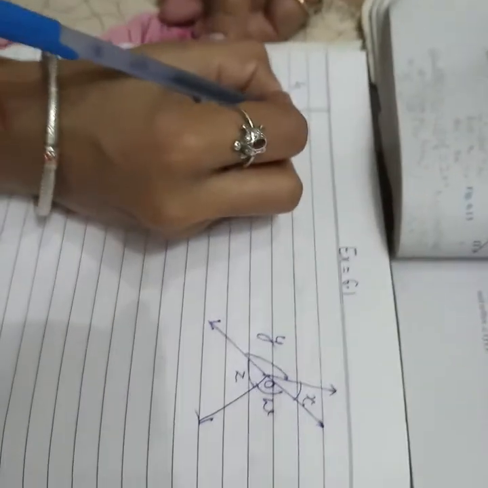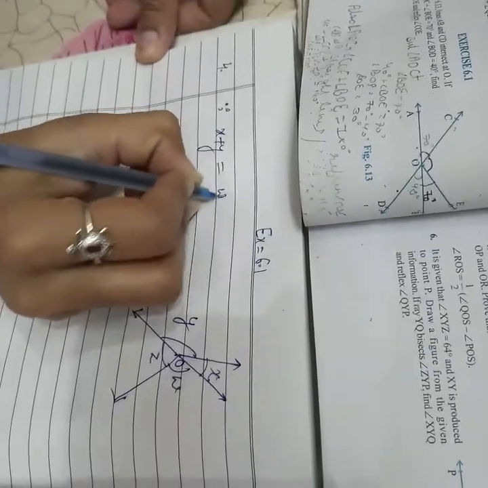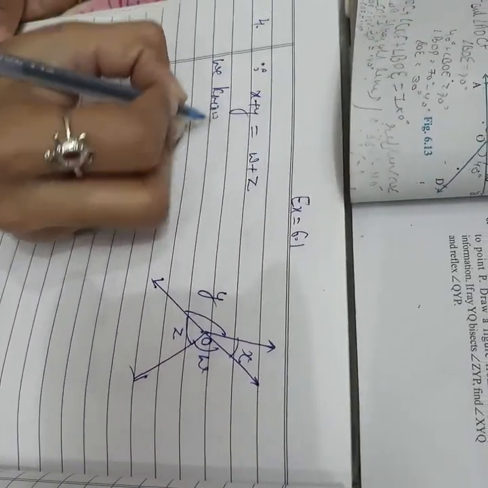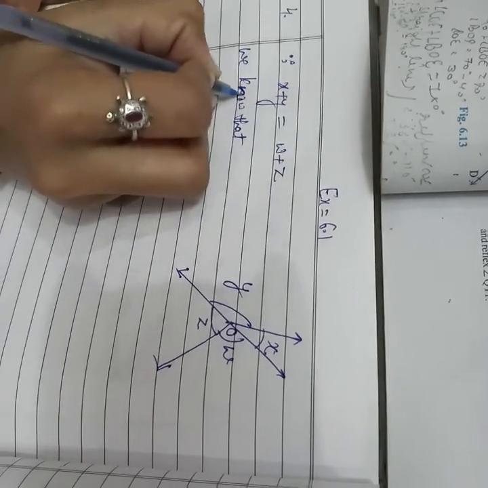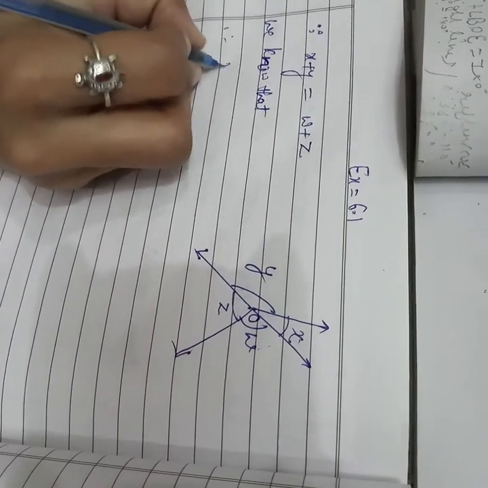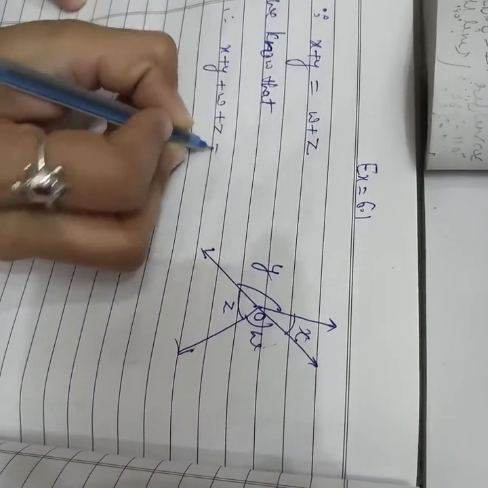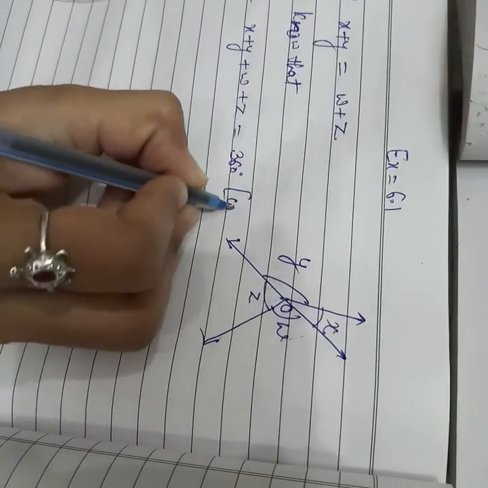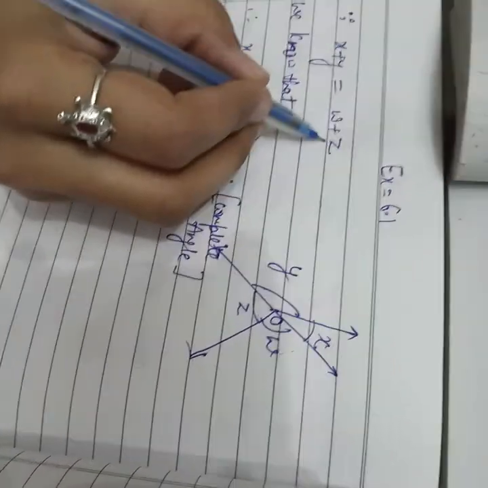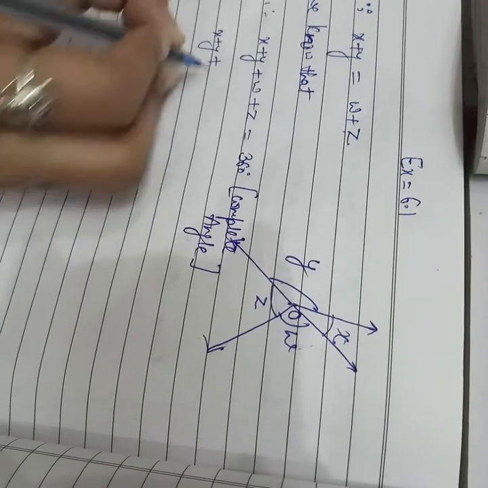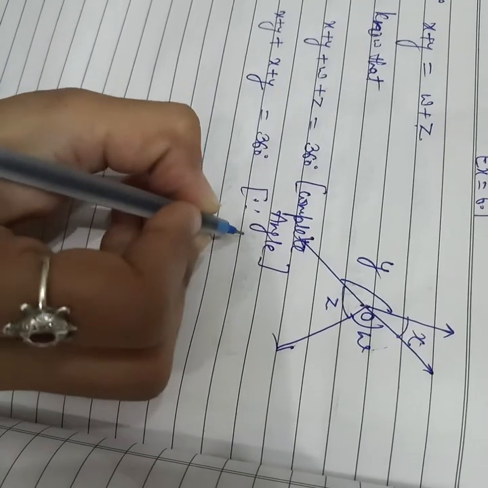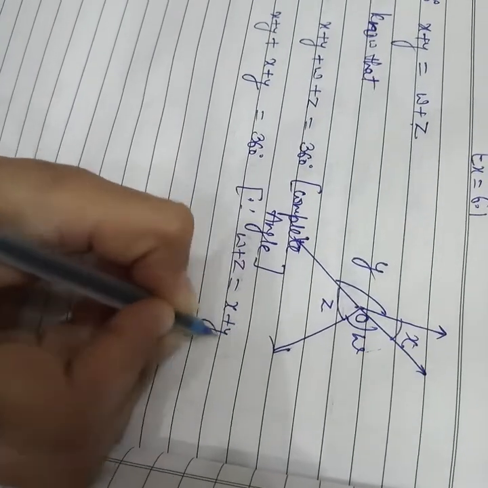Here, because x plus y equals w plus z, we know that the complete angle is 360 degrees. Therefore x plus y plus w plus z equals 360 degrees, that is a complete angle. Now x plus y equals w plus z, so we can write it as x plus y equals 360, because w plus z equals x plus y.